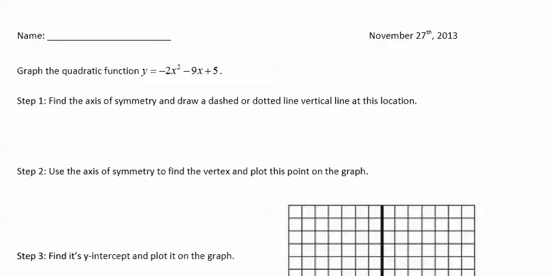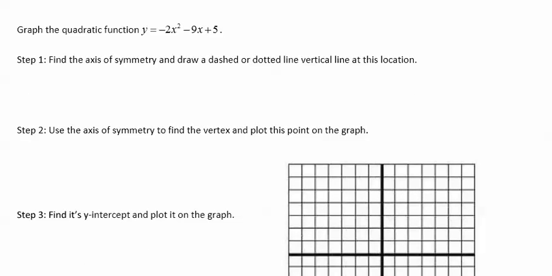Hi, and welcome to this third video on graphing quadratic equations from standard form. In this video we're going to look at one that's slightly more complicated. We have y is equal to negative 2x squared minus 9x plus 5.